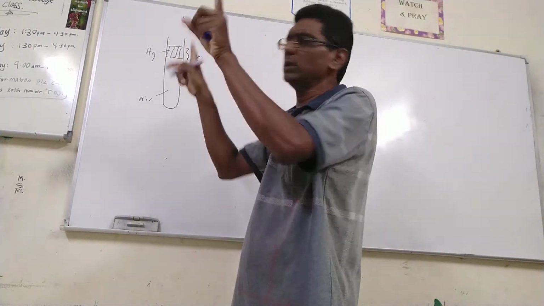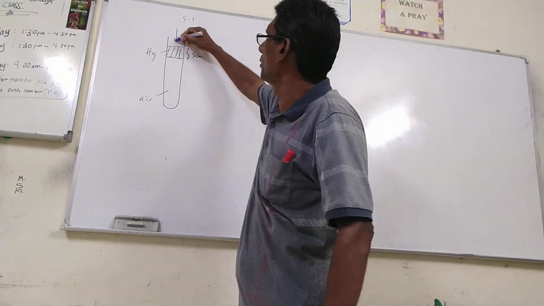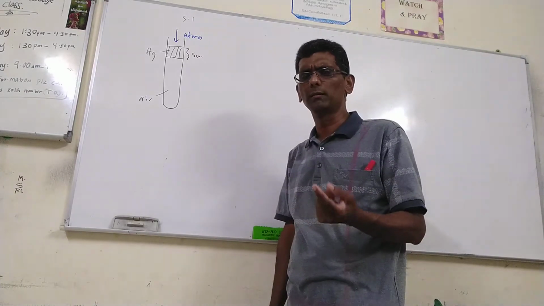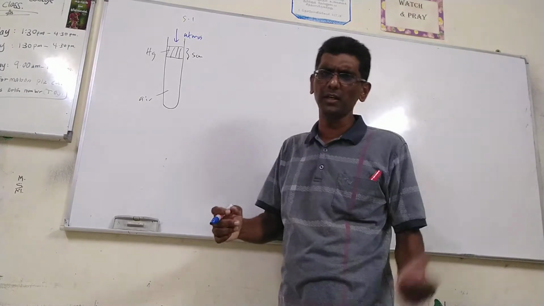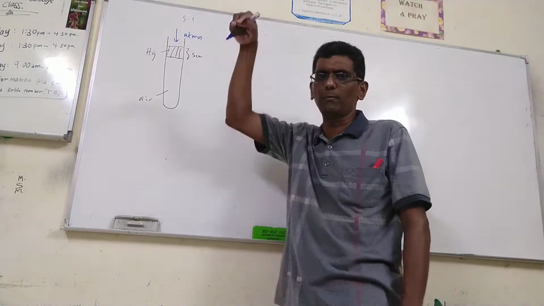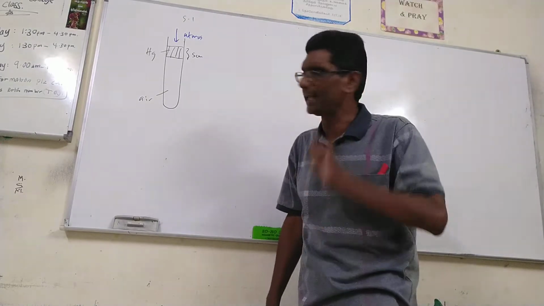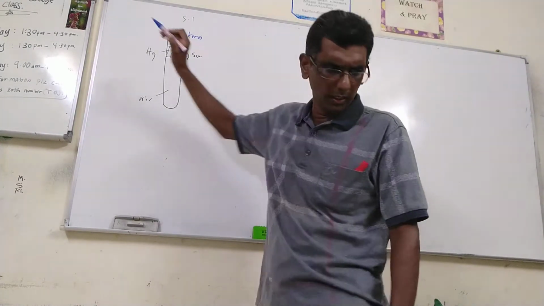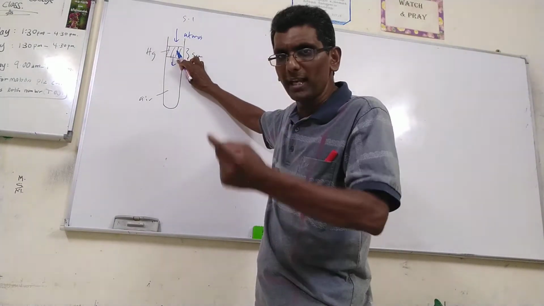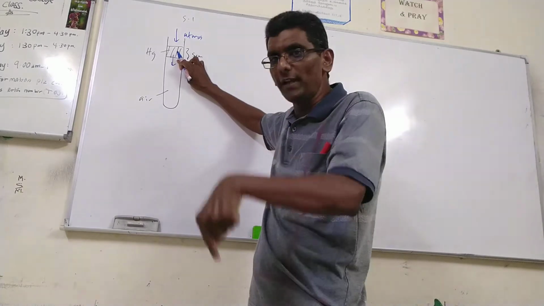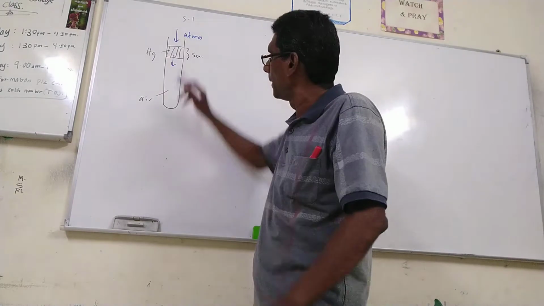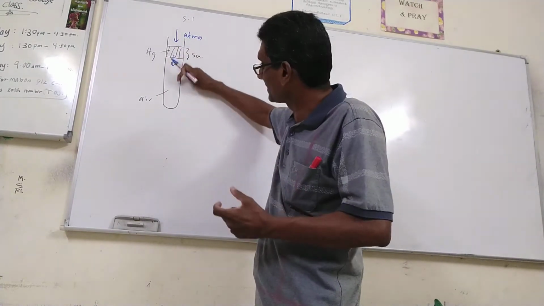Anything open, atmospheric pressure comes in. Open downwards, open sideways, or open upwards, anything open, atmospheric pressure will come in. Okay, next. Here the mercury has weight, so the mercury is pressing on the air. The weight of the mercury presses on the air.